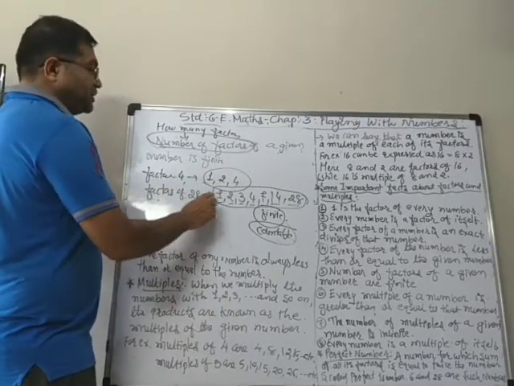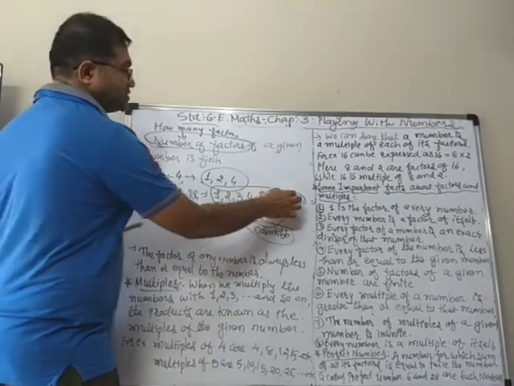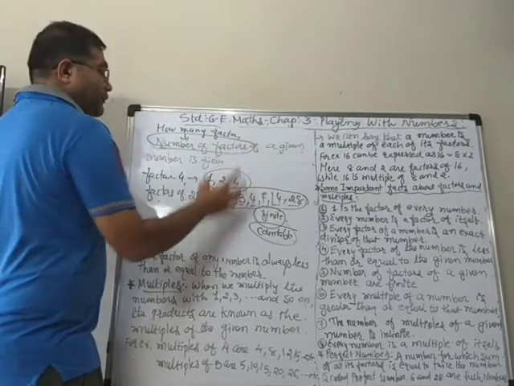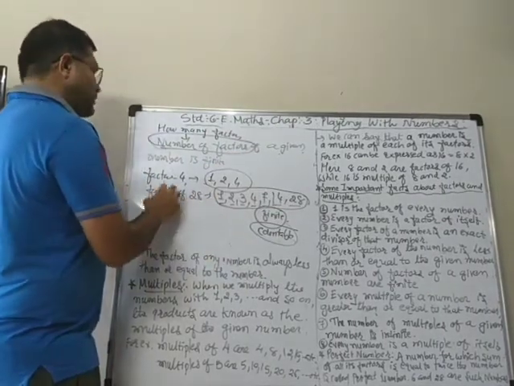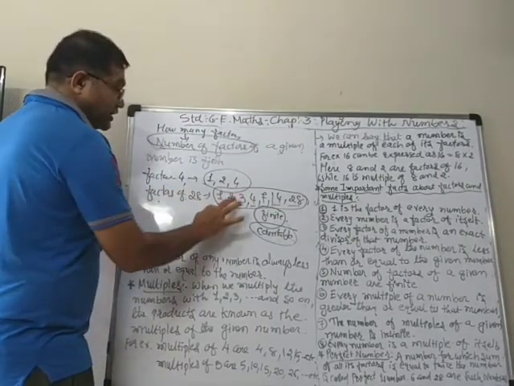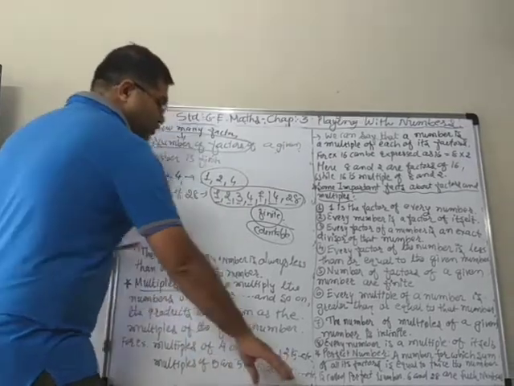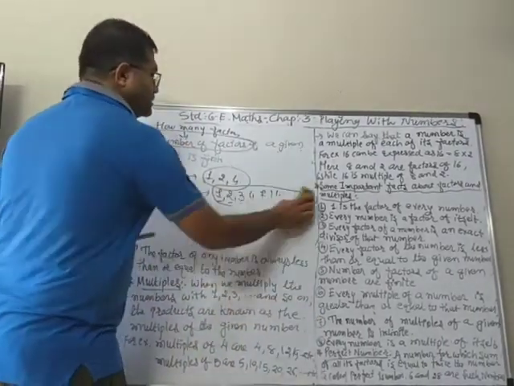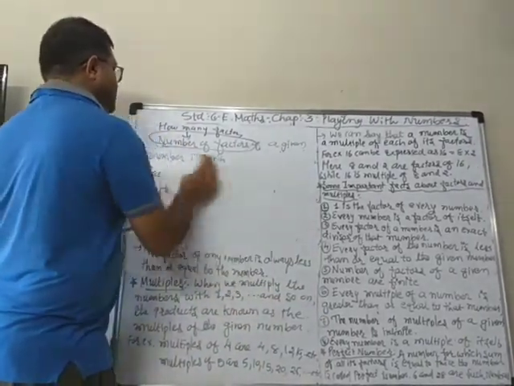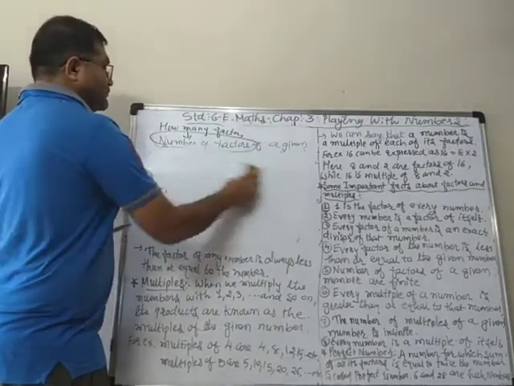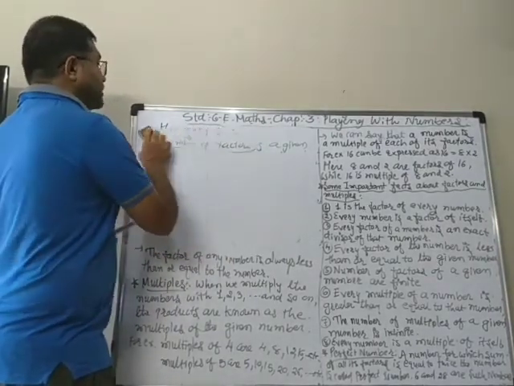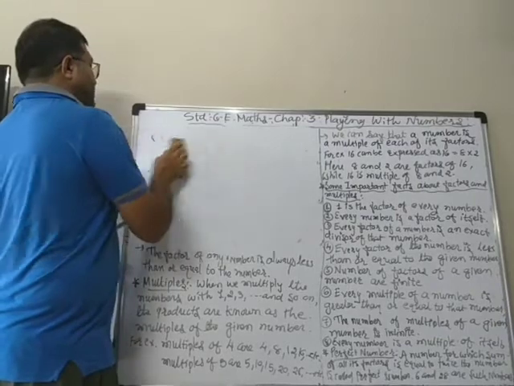So factors of 28: 1, 2, 4, 7, 14 and 28. That is called the number of factors. So here the number of factors of 28 is 7. Similarly, you can take a different number, then the number of factors will always be finite. Finite means we can count them, not infinitely many.